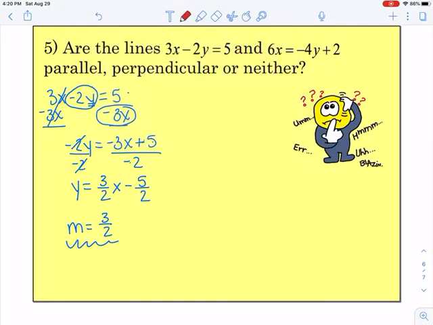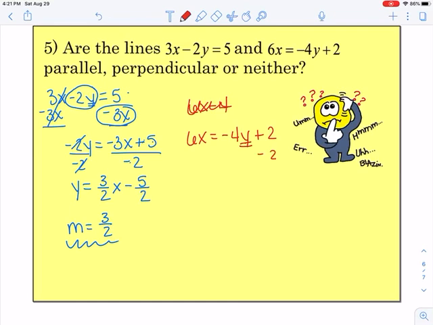So now I'm going to go back and find the slope of my second line, and just be careful because I feel like they're trying to trick you here. Okay, you want to get y by itself, not x. So you can't just divide both sides by 6 and be done with it. Okay, so if I want to get that y by itself, the first thing I'm going to have to do is get rid of that positive 2 that's to the right of it.